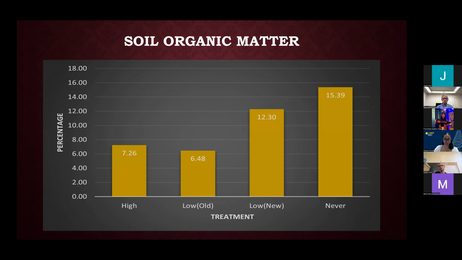As I mentioned before, soil organic matter is important for fungal communities. Usually the higher your soil organic matter, the more indicative it is of a robust fungal community. As you can see, the never burn is considerably higher, the low new lagging a little behind, and then the high severity and the low old are at least half of the other ones. And this was from the soil that we collected from the mountains. This was more just kind of seeing what was going to be indicative of the results that we get later.